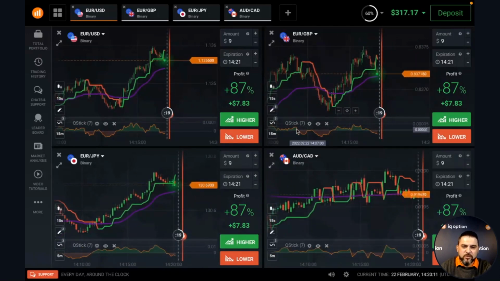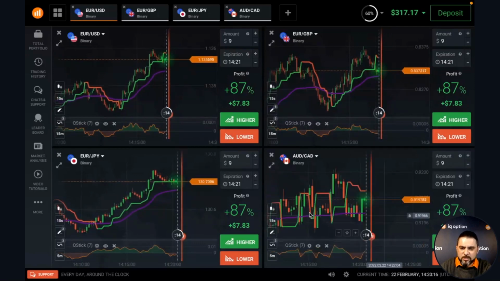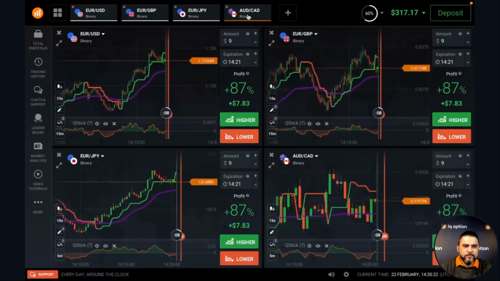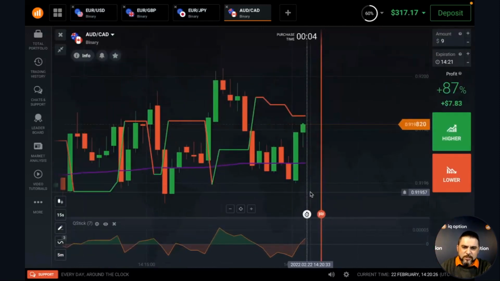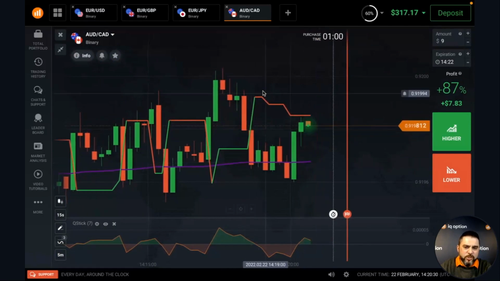I always like to keep an eye first on the QStick to see what's going on. If it's coming close to a switch around, then I can go in for it. Canadian one here did do a bit of a switch there. So let's focus in on that one. Okay, so ATR is above the comma. So this is showing me that it's an upward trend.